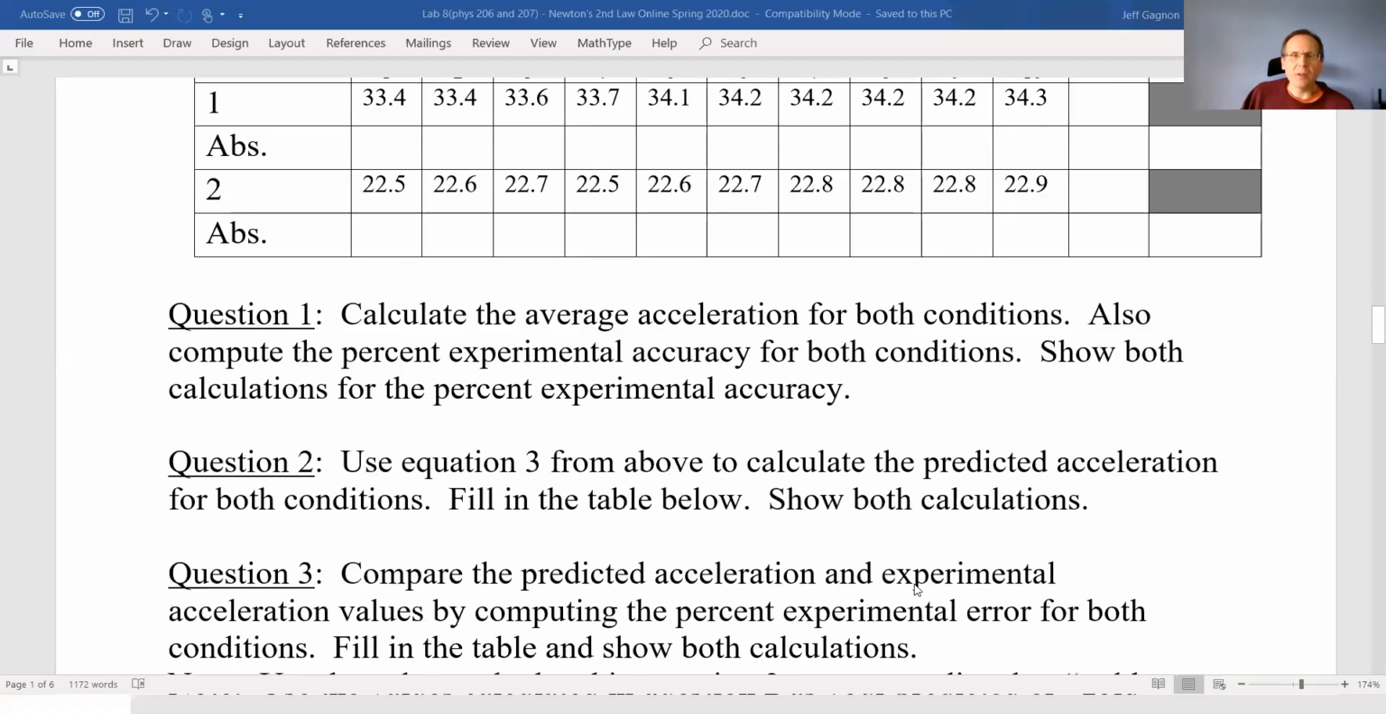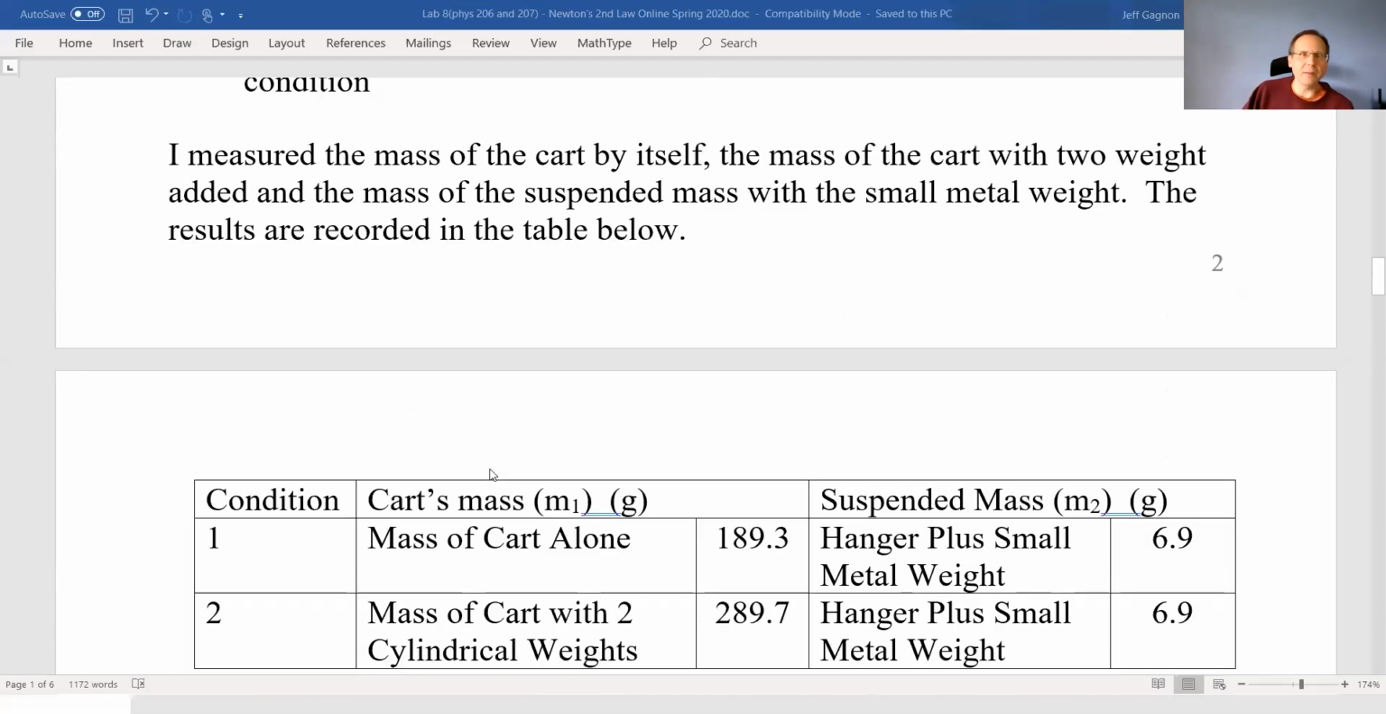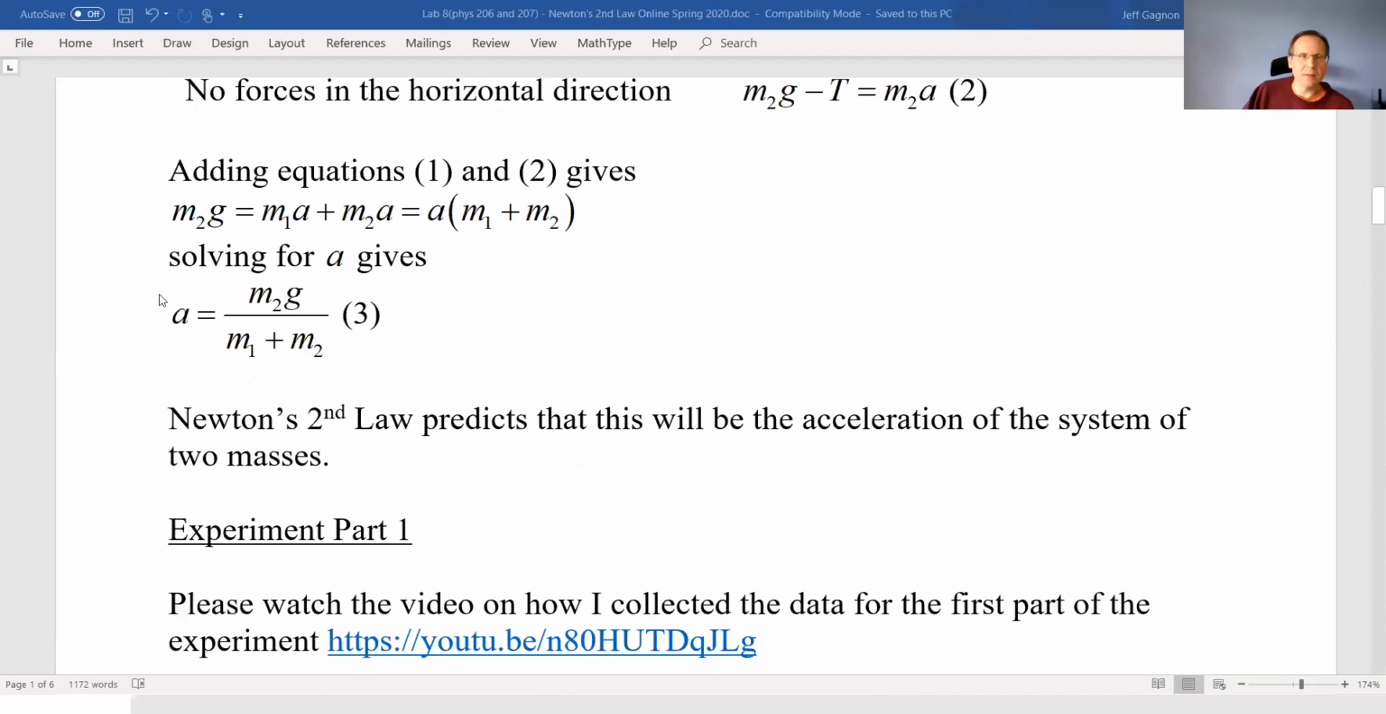Okay, question 2. Using equation 3 from above, compute the predicted acceleration, or sometimes they call it the theoretical acceleration. So remember, equation 3 was the one that we derived. So it's this equation right here. A is m2g over m1 plus m2. So that should be the predicted or theoretical acceleration of the system, right, of the cart and the suspended mass. So really all you need to do is plug in your masses, and then g, remember, is 980.